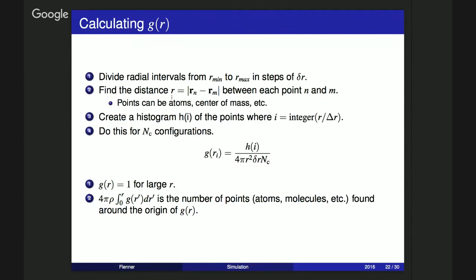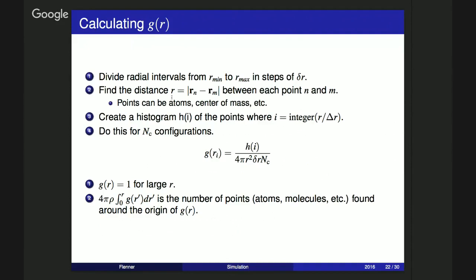Like I said, you divide the radial intervals between a minimum and a maximum, with step sizes of delta r, some sort of distance. And then you find the distance between each pair of points, which could be your atoms. I'm going to have you do the geometric center of the benzene. It can be the center of mass, but I didn't want to deal with having to divide by masses all the time. So use the geometric center.